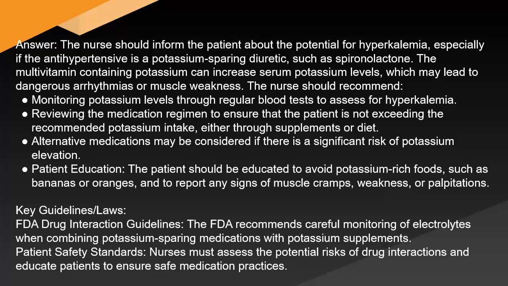weakness. The nurse should recommend monitoring potassium levels through regular blood tests to assess for hyperkalemia, reviewing the medication regimen to ensure that the patient is not exceeding the recommended potassium intake either through supplements or diet. Alternative medications may be considered if there is a significant risk of potassium elevation. Patient education. The patient should be educated to avoid potassium-rich foods, such as bananas or oranges, and to report any signs of muscle cramps, weakness, or palpitations.